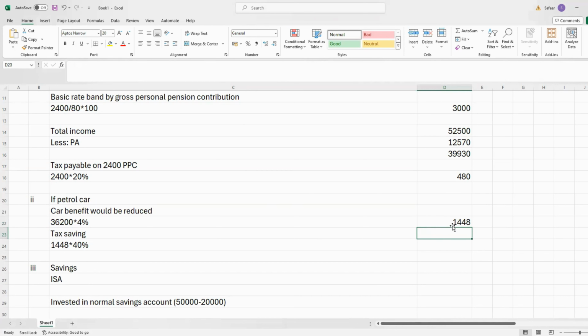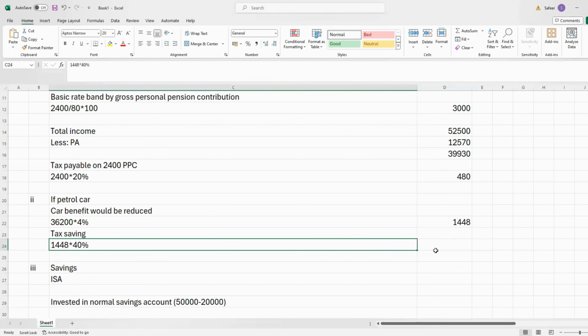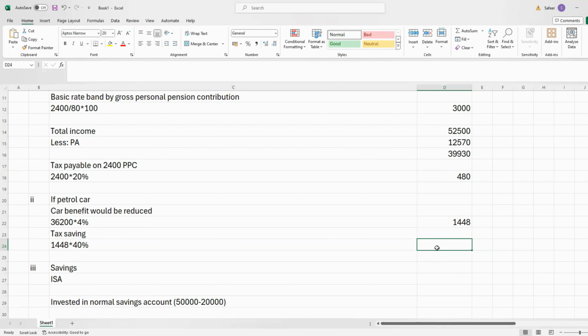So that means that on this 1448 amount, remember that if it was a petrol car, this 4% would not have been added in the scale chart, CO2 percentage. So therefore, this person will be saving 40% of that amount. Why 40%? Because remember they told you that this person is a higher rate taxpayer. So therefore, the tax saving will be this times 40%, which gives you 579.20.